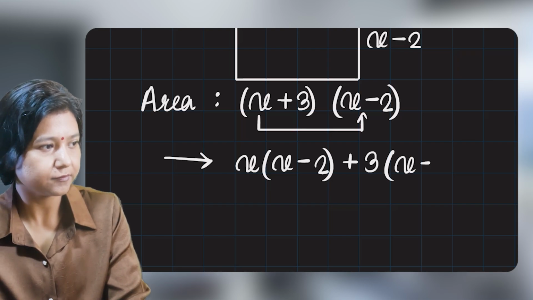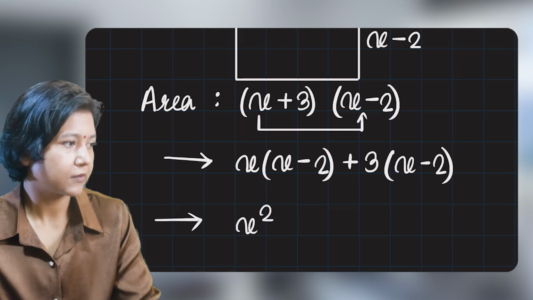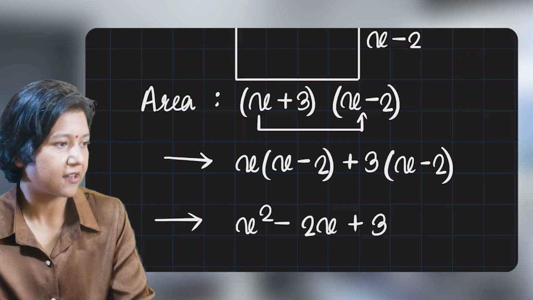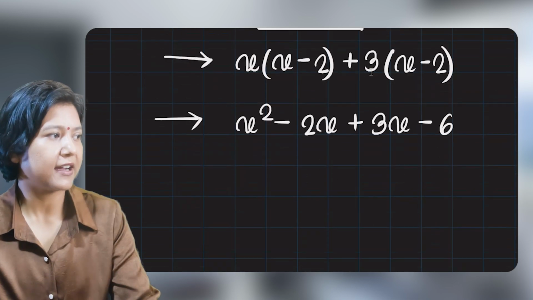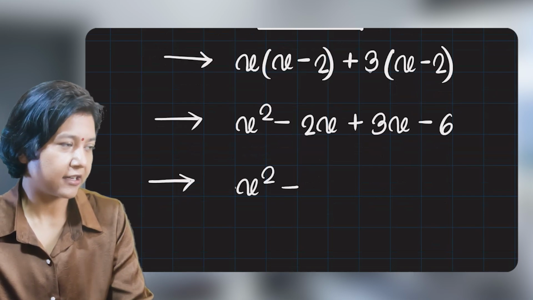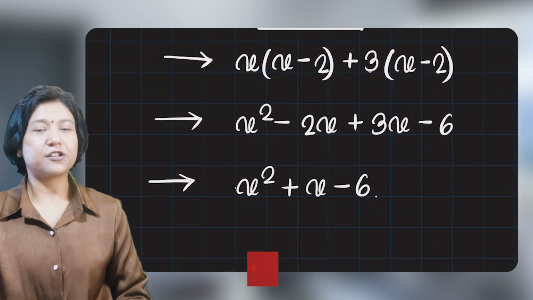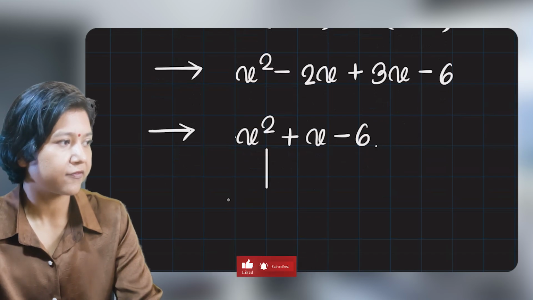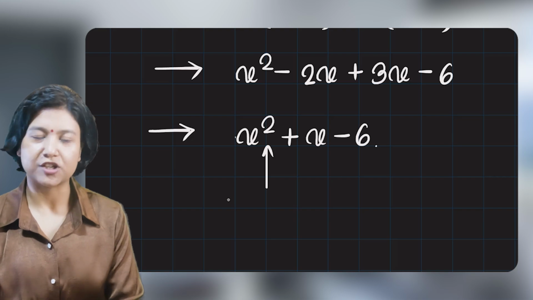x into x is x squared, minus 2 times x is minus 2x, plus 3 times x is 3x. 3 times minus 2 is minus 6. If you simplify it, you get x squared, minus 2x plus 3x is plus x, minus 6. Now this expression, where the highest power of x is 2, is the speciality of a quadratic equation or expression.